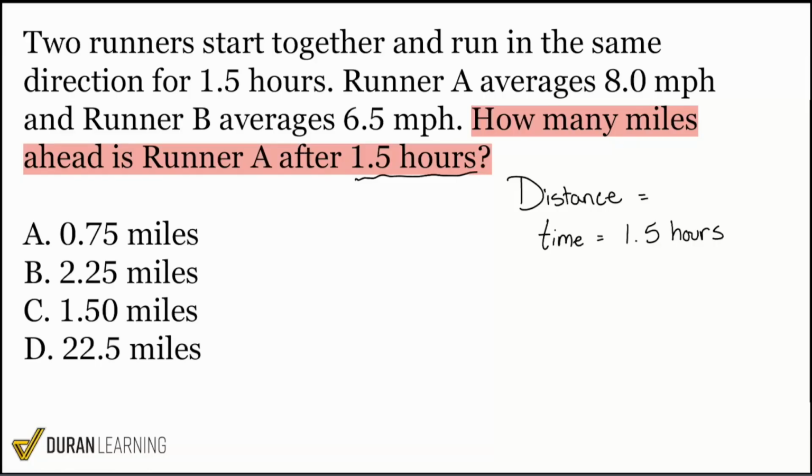So, with that said, let's now read the context. Let's get the situation here under control. We have two runners that start together and run in the same direction for 1.5 hours, which is right there listed again. So let's imagine that, everybody. We have two runners that start together. Let's have a little circle right there. And then they run in the same direction. So we have one going over here and perhaps another going this far.